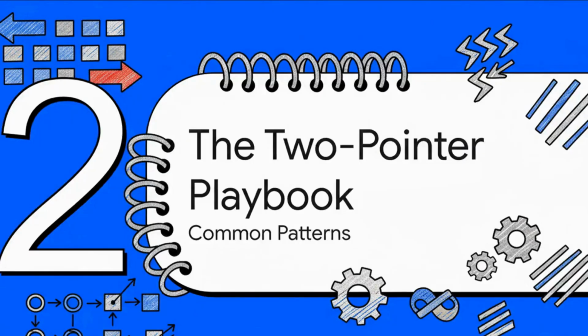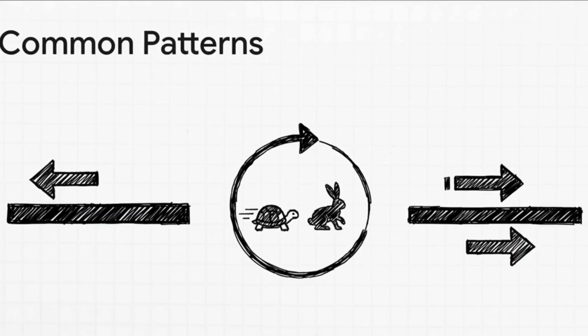But here's the thing. This isn't just a one-trick pony. The two-pointer technique is really more like a playbook. It's got several different patterns that you can pull out and apply to all sorts of problems, whether you're dealing with arrays, strings, or even linked lists.